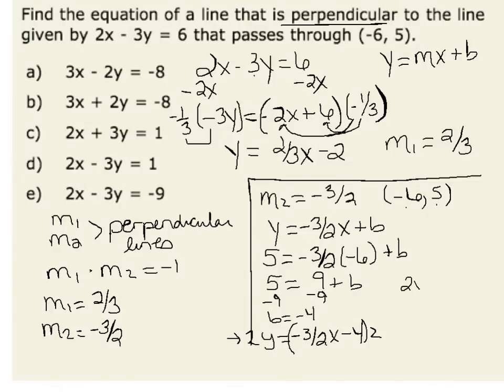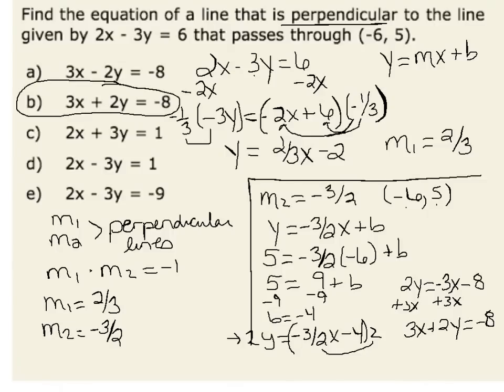I now have 2y on the left-hand side. Using the distributive property, I have 2 times negative 3/2 x, which is negative 3x, and 2 times negative 4, which is negative 8. The last thing I'm going to do is add 3x to both sides. Therefore, the equation of my line is given by 3x plus 2y is equal to negative 8, giving us B as our answer.